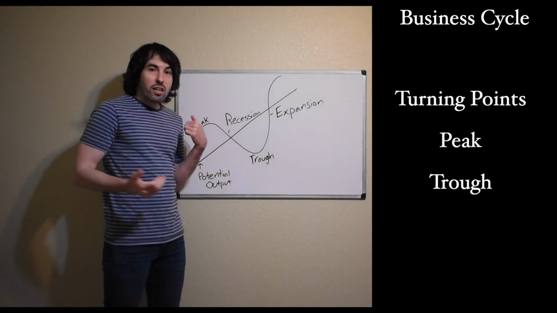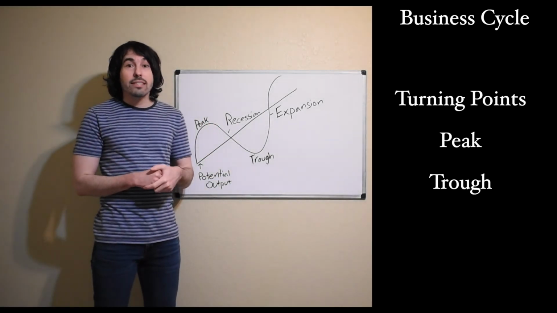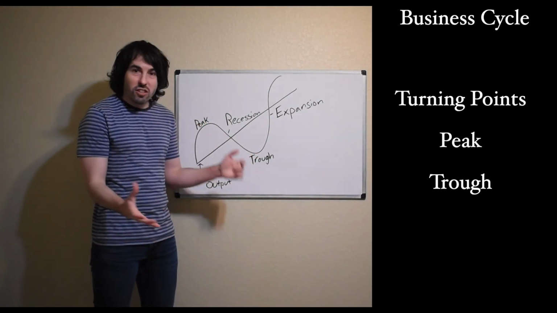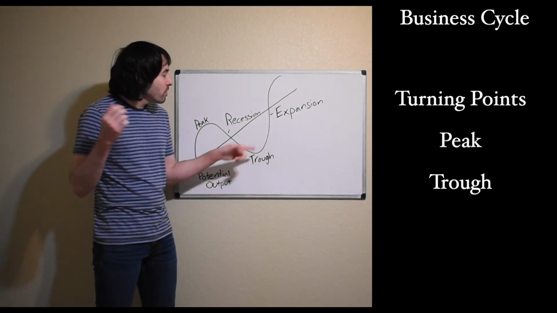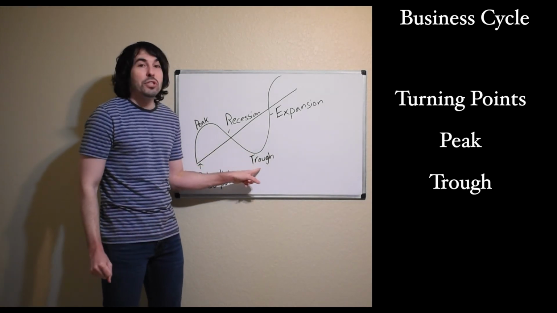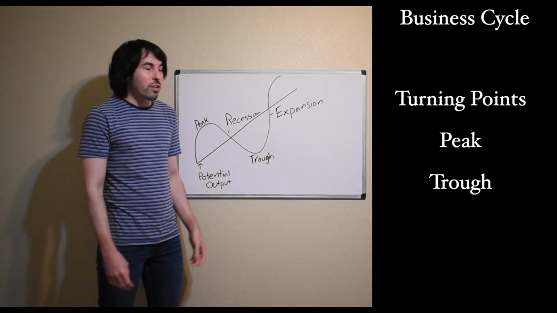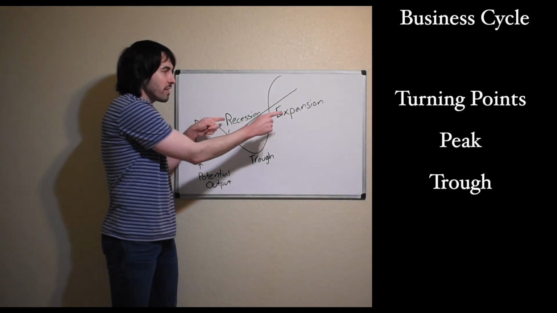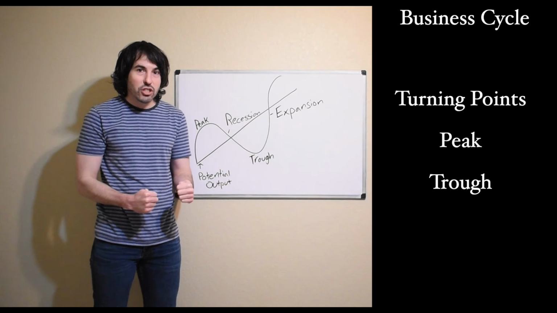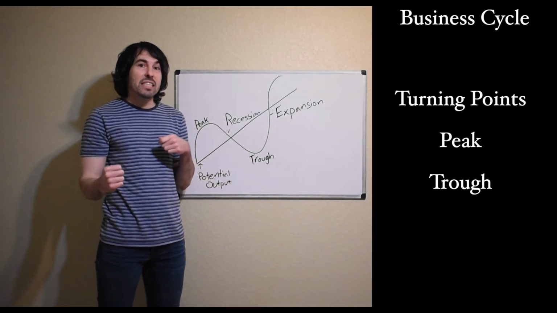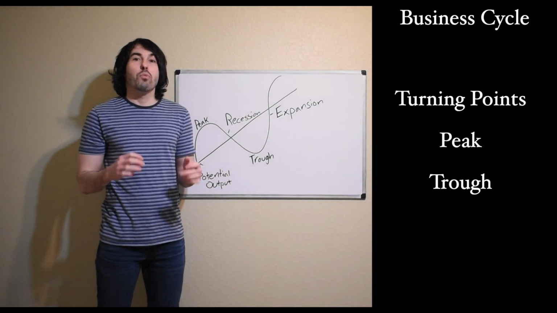The peak and the trough are really just the turning points in the business cycle. So the peak would be the last good day before the recession starts and everything gets terrible. Your trough is going to be the last terrible day before the expansion starts and everything's great again. That's the two easy parts. The two most important parts that you really need to think about are the expansion and the recession. Because that's the thing that the government and the Federal Reserve are going to be working on fixing.